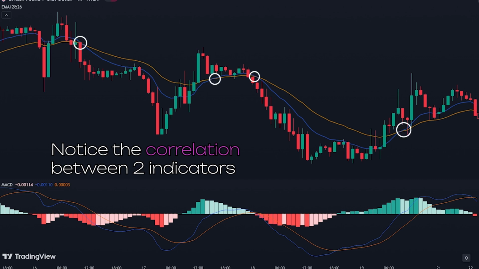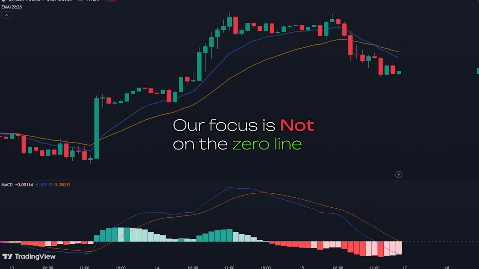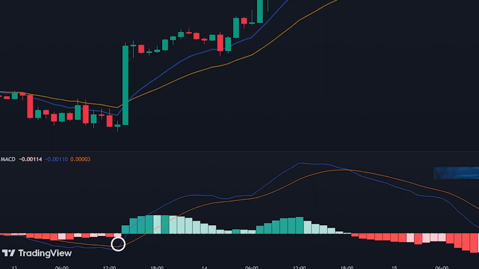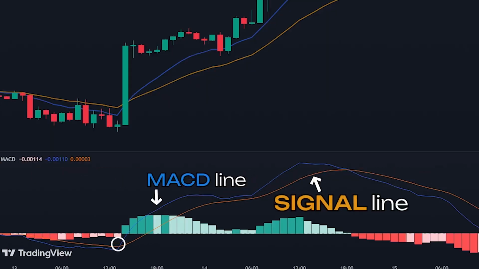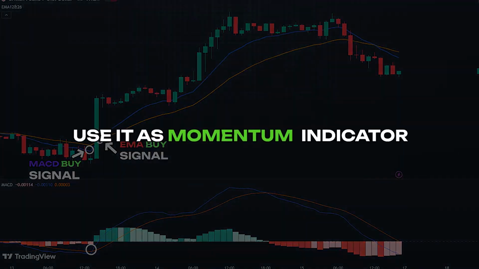Notice the correlation between two indicators. Whenever there is a crossover on the moving averages, a corresponding crossover occurs on the MACD, but it's between the MACD line and zero line. However, it's a crucial note that our focus on the MACD is not on the zero line, but on the crossover between the MACD line and the signal line. And so, as you can see, the crossover on the MACD gave a much earlier entry signal compared to the crossover on the moving average. That's why it's better to use it as a momentum indicator.